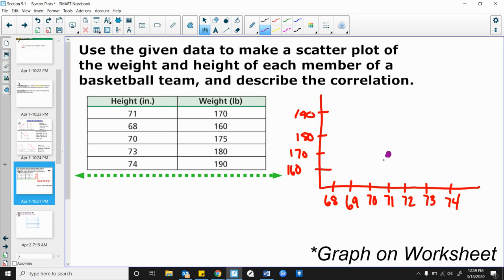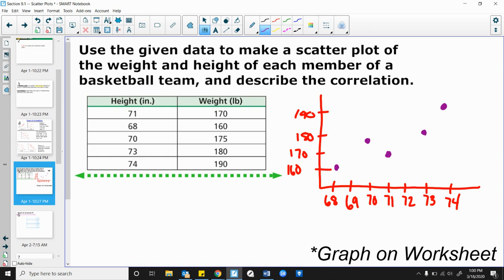And then if I go to 68, I'm going to go up to 160. For 70, I'm going to go to 175, so I'm going to go here and go right in the middle. For 73, I'm going to go up to 180. And for 74, I'm going to go up to 190. Okay, and I've graphed all 5 of my points.